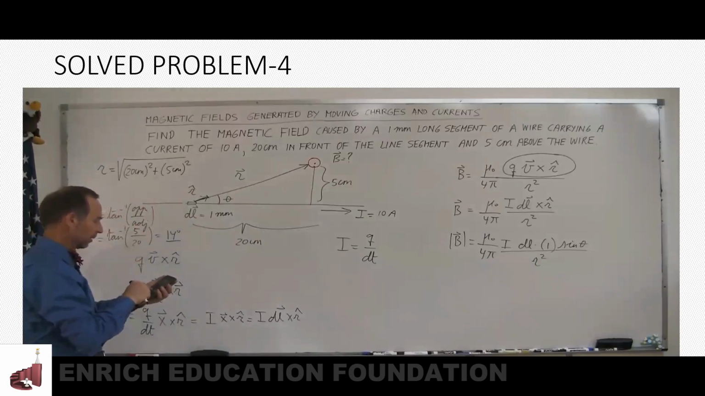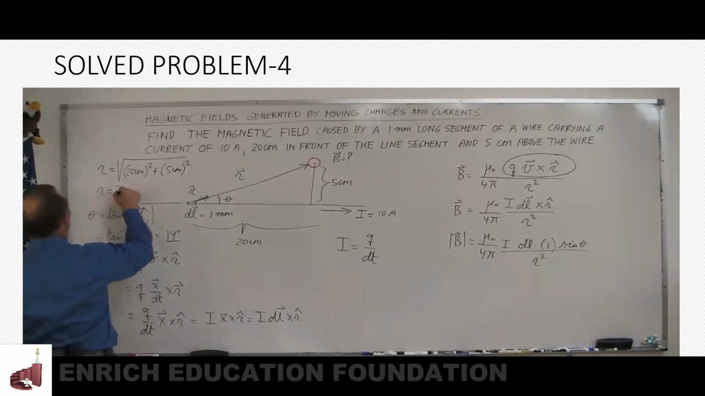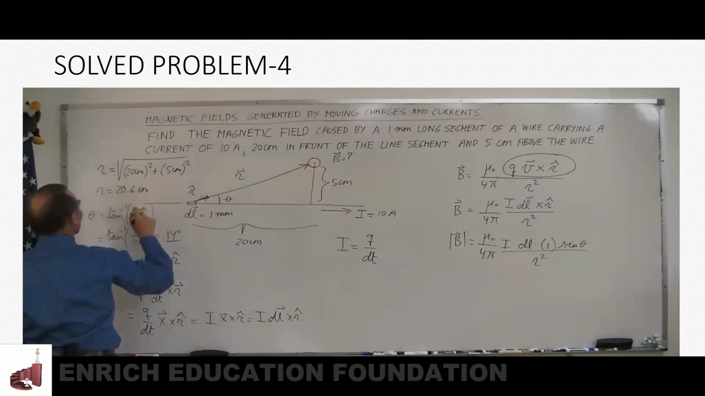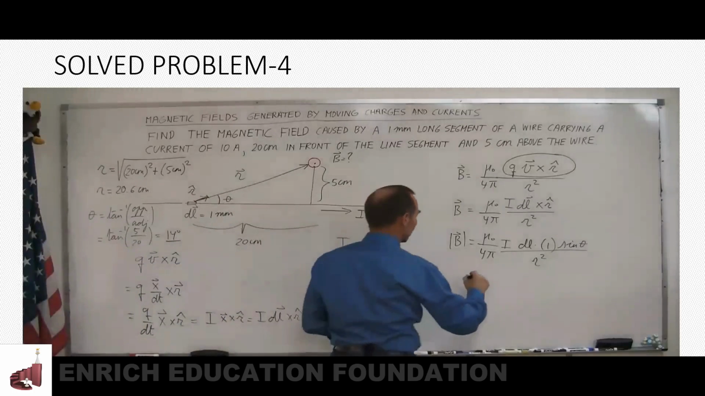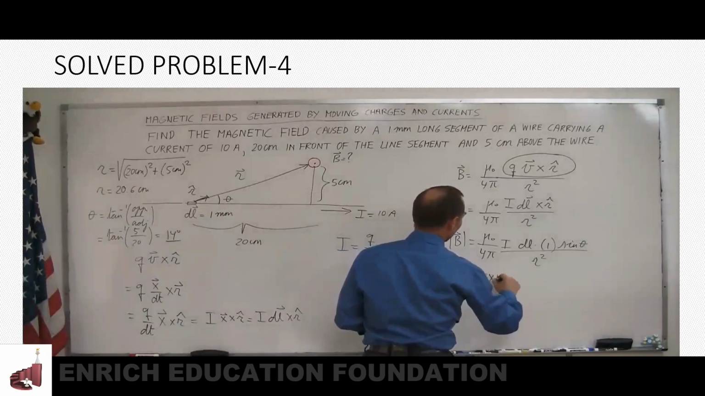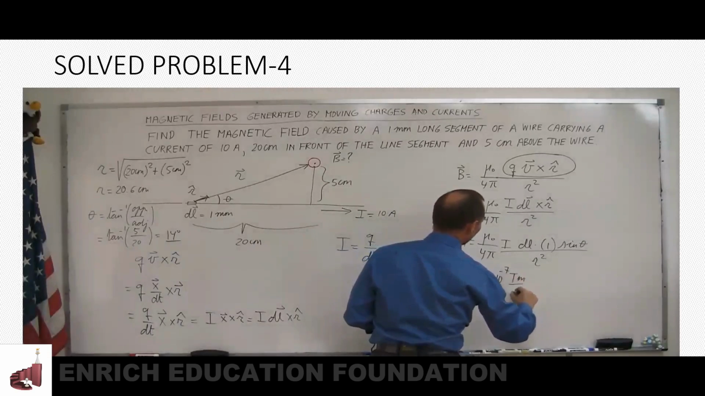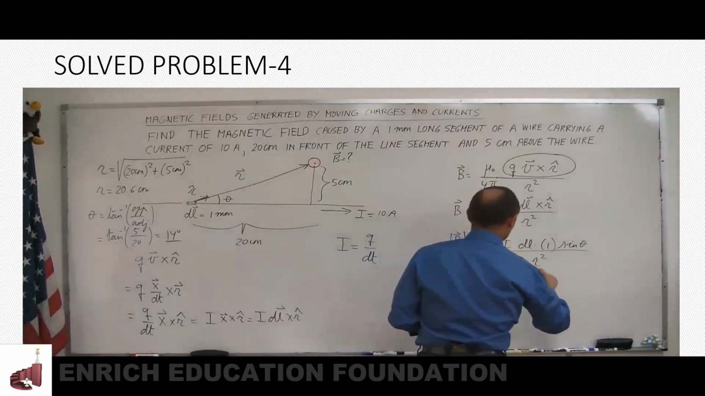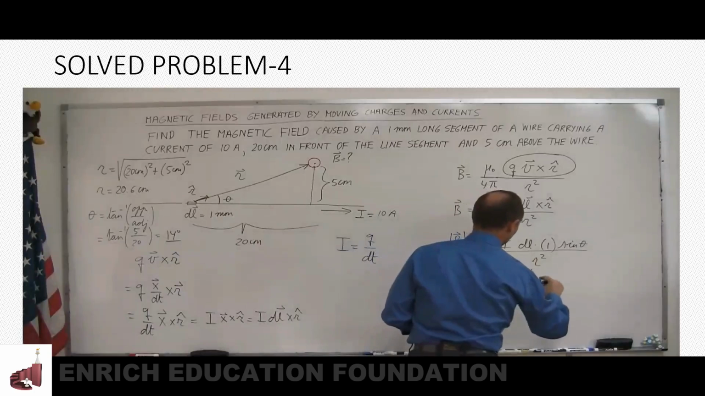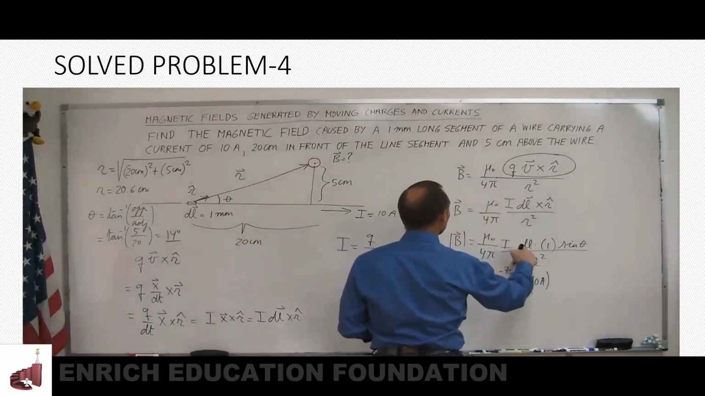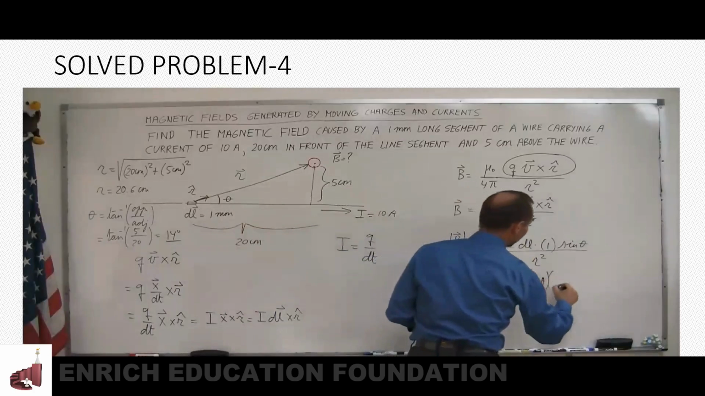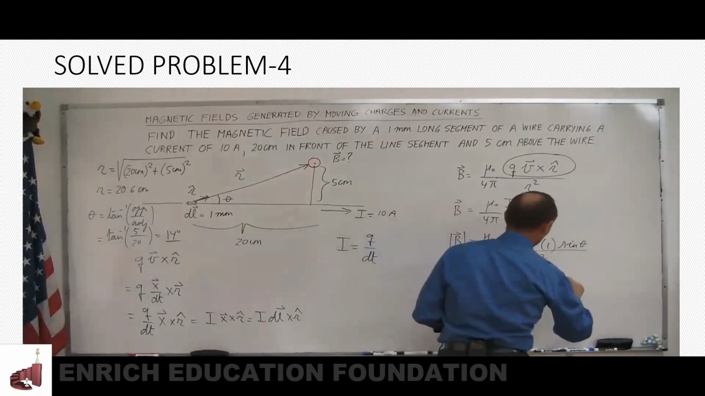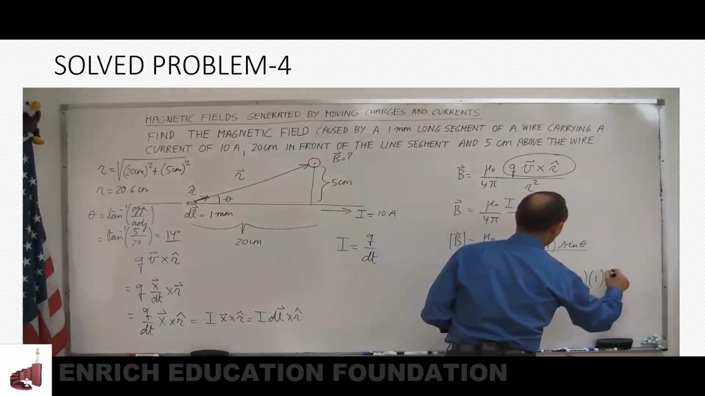So we have 20, we square that, plus 5 squared, add them together, take the square root, and it's 20.6. So r is equal to 20.6 centimeters. Plug in those numbers in our equation right here. This is equal to 4 pi times 10 to the minus 7 Tesla meters per amp, times the current in the wire, which is 10 amps, times the line segment dl. It is 1 millimeter in length, of course. We have to convert that to meters. That would become 0.001 meters times 1 times the sine of 14 degrees.